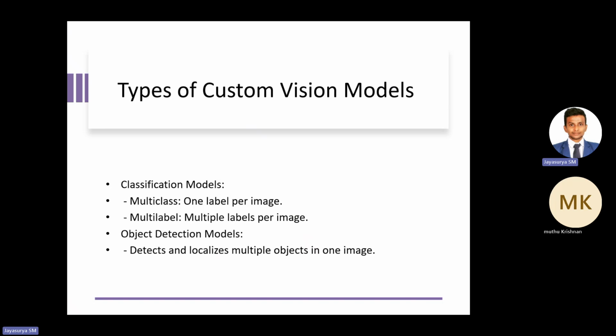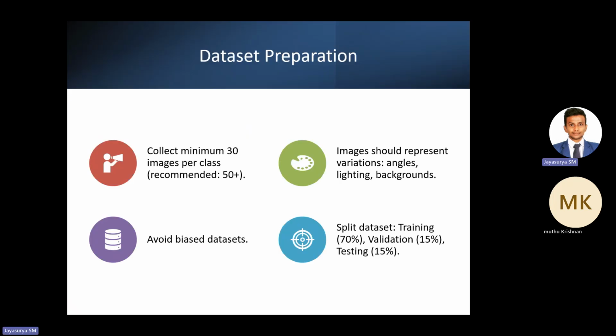And here we have the object detection model. In the name itself, we can understand that it detects and localizes multiple objects in one image. Dataset preparation: at least collect a minimum of 30 images per class, right?